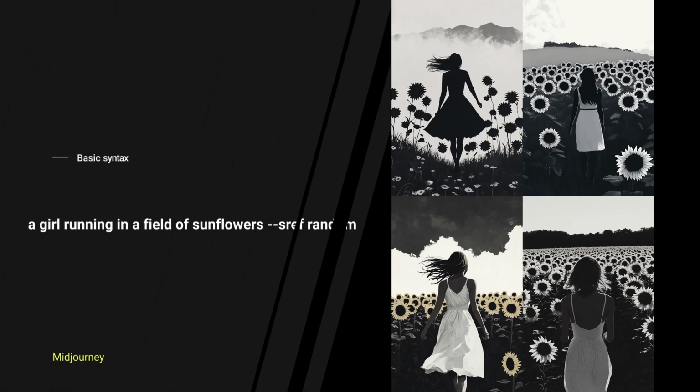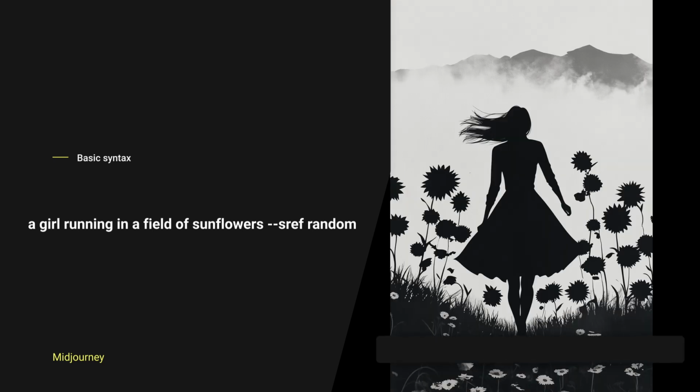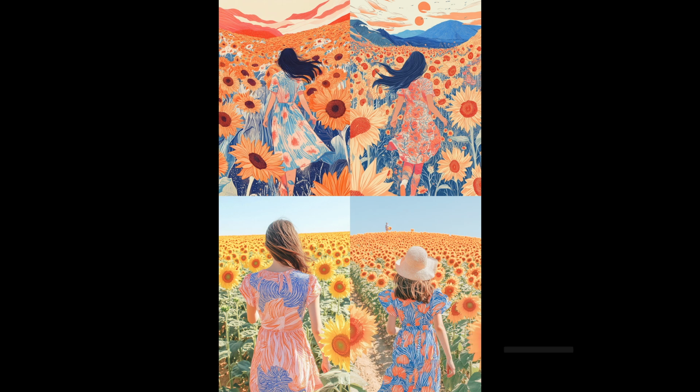Basic syntax. Add --sref random at the end of your prompt. For example, a girl running through a field of sunflowers --sref random. The parameter will generate that image with a random style applied by Midjourney.